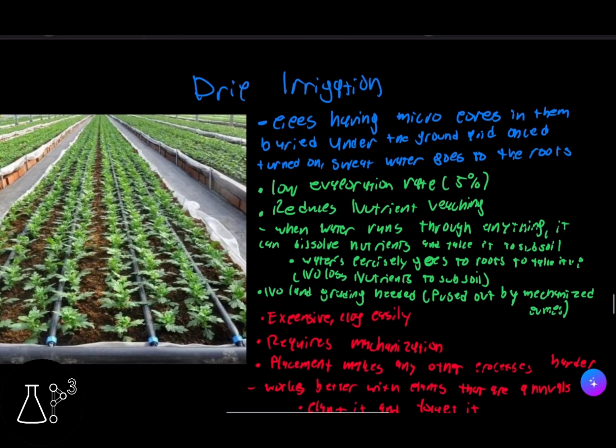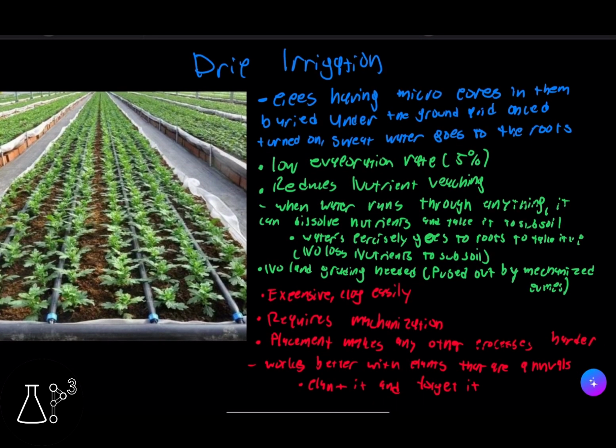Now we're going to talk about drip irrigation. This is the last one you need to remember, so there's 4. Drip irrigation is basically pipes with micro pores in them buried under the ground, and once turned on, the water seeps out and goes to the roots. Now the good thing about it is that it has a low evaporation rate compared to the other 3, which lose about 20, 30, or 25% or less. This one only loses 5% of water due to evaporation. It also reduces nutrient leaching, which is basically when water runs through anything, it can dissolve nutrients and take them into the subsoil.